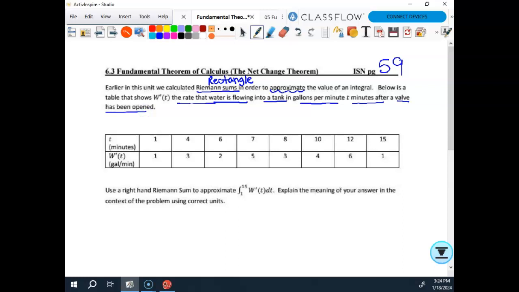We have this table. It says use right-hand Riemann sums to approximate the integral from 1 to 15 of W prime of t dt and explain the meaning of your answer in the context of the problem using correct units. Okay, so one thing that this does not say that it would say on an official test is how many rectangles: we are going to use a right-hand Riemann sum, so we are going to use 7 rectangles. Basically all the ones that we can use here.